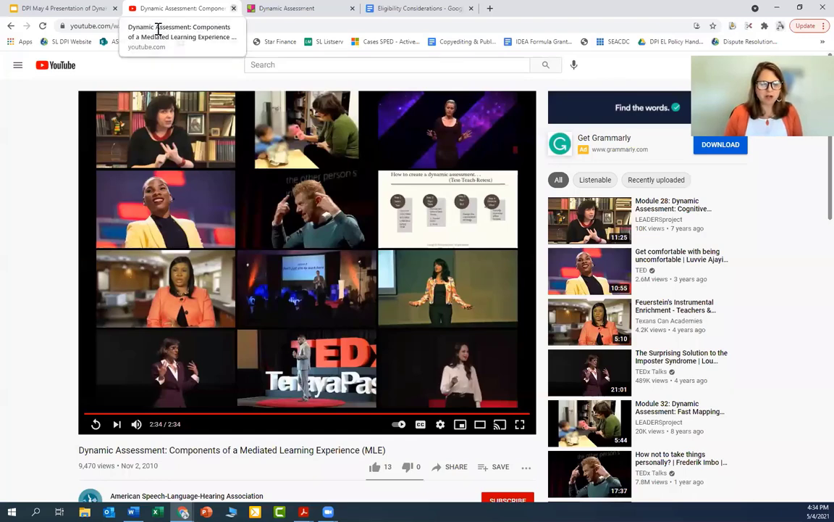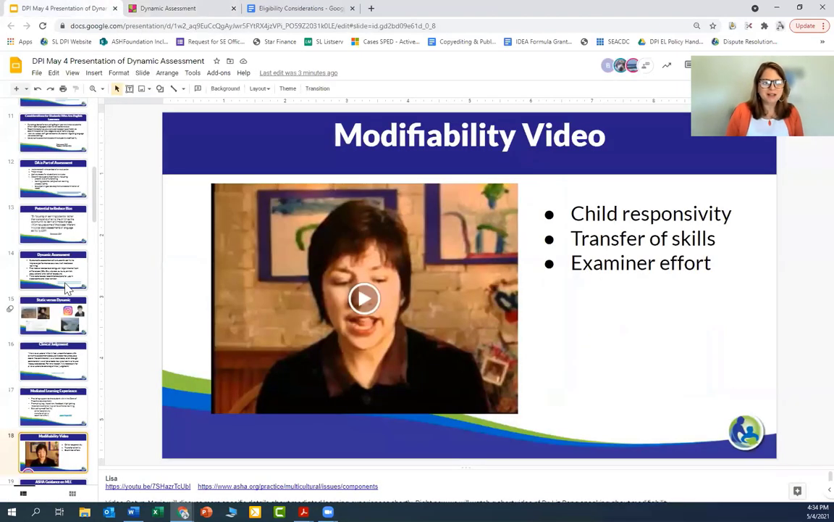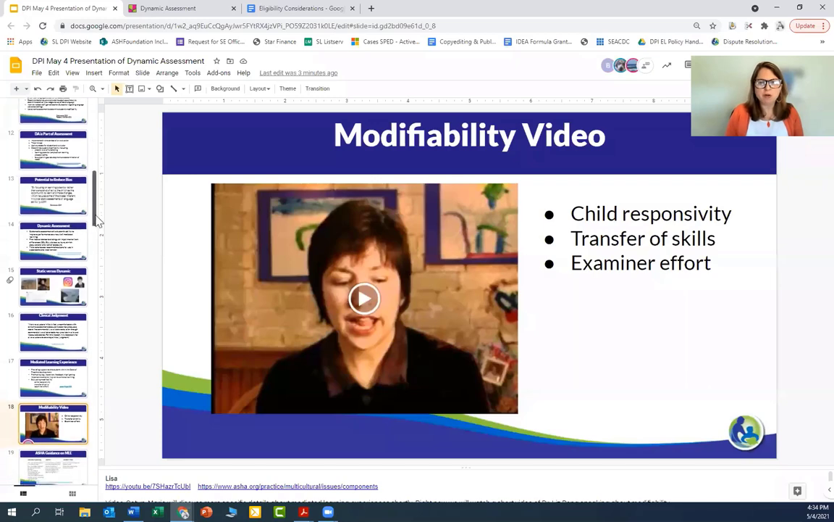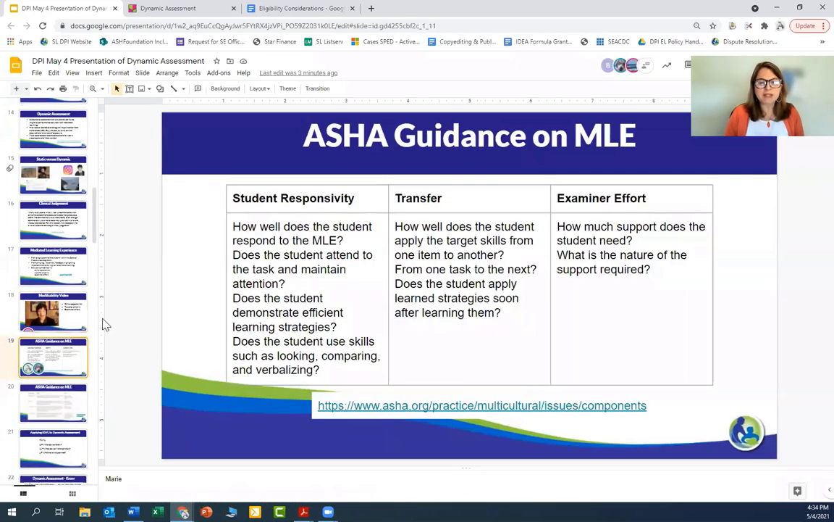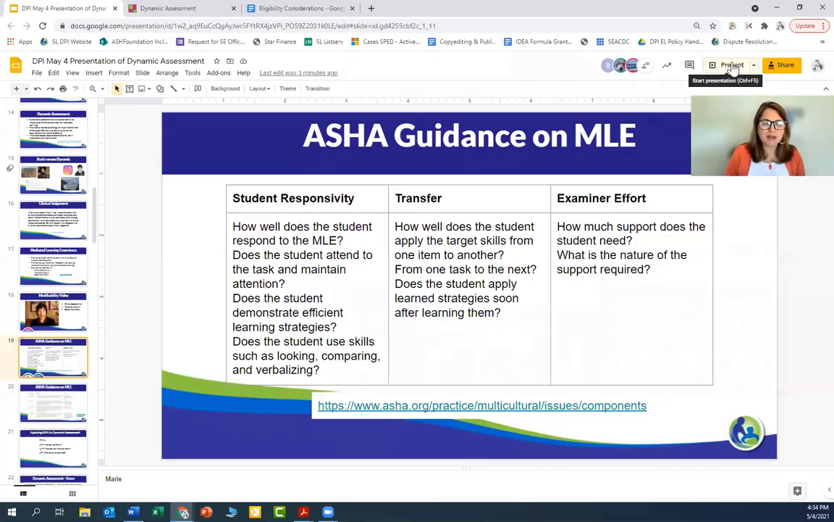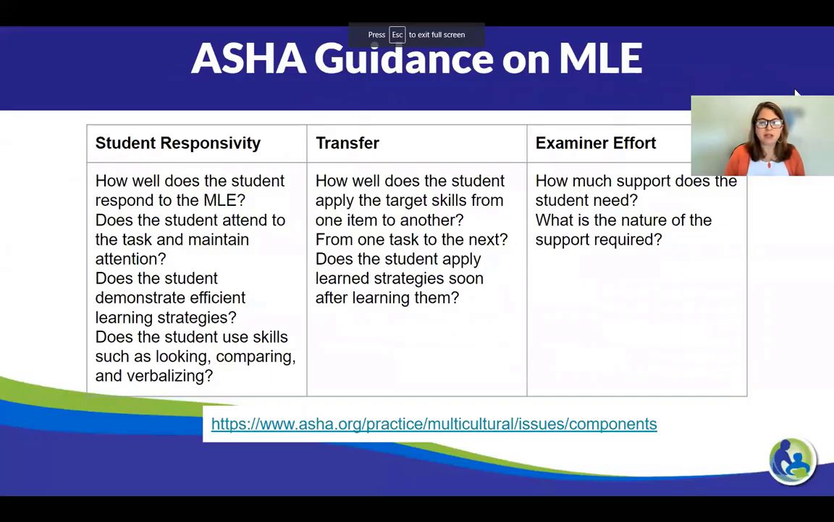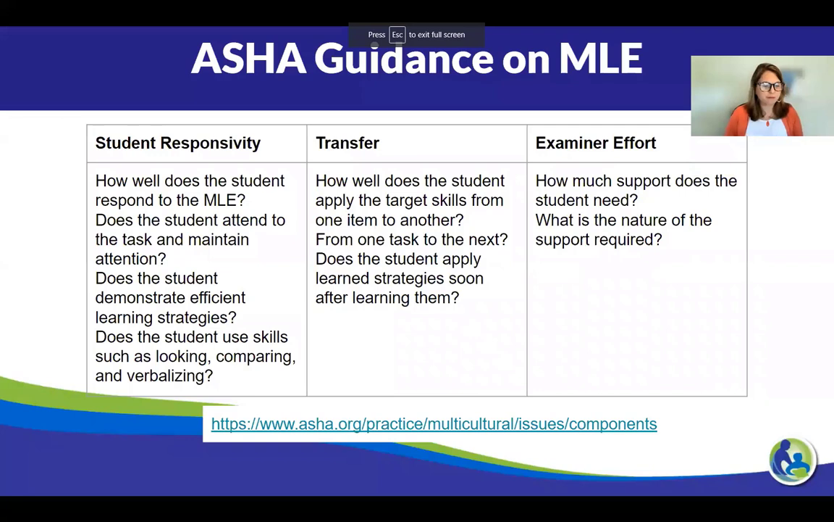I will now pass this to my colleague Marie, who will talk more about mediated learning experiences and those three main ideas just shared by Dr. Liz Pena: child responsivity, transfer, and examiner effort.